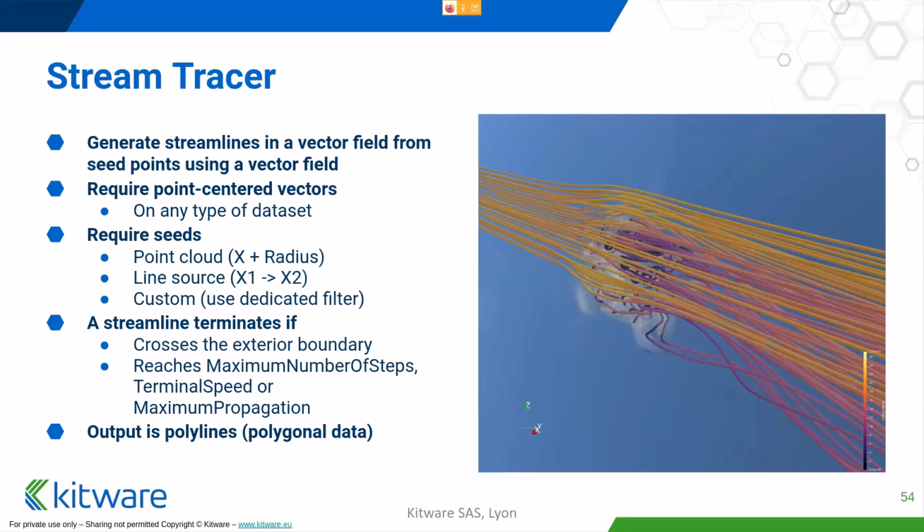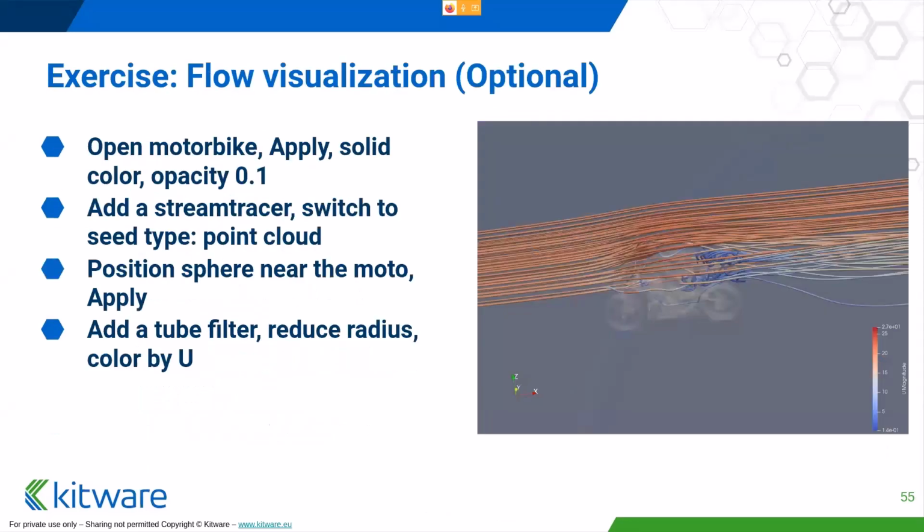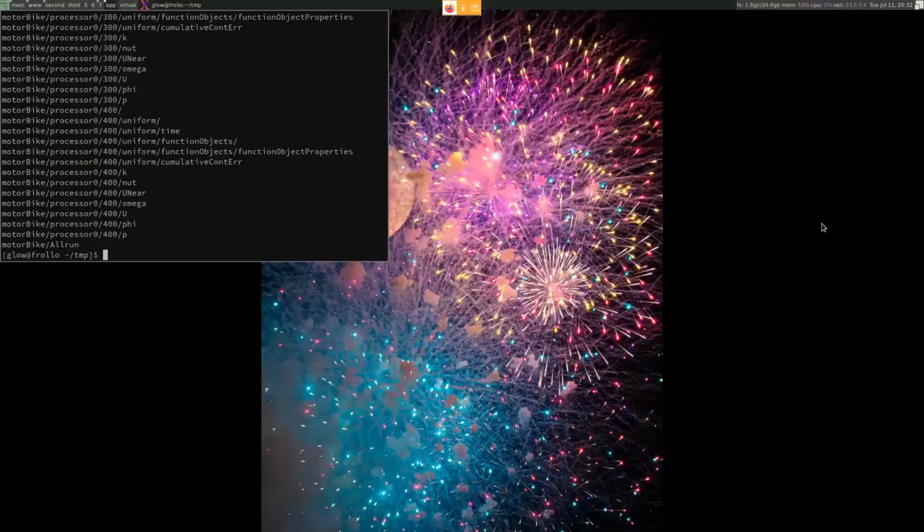So the input can be any type of volumetric data set with a vector on it, and then you put seeds into it that will create all the streamlines. Of course, the streamlines will end when they reach a natural boundary or something like that. So let me show you quickly how it looks.